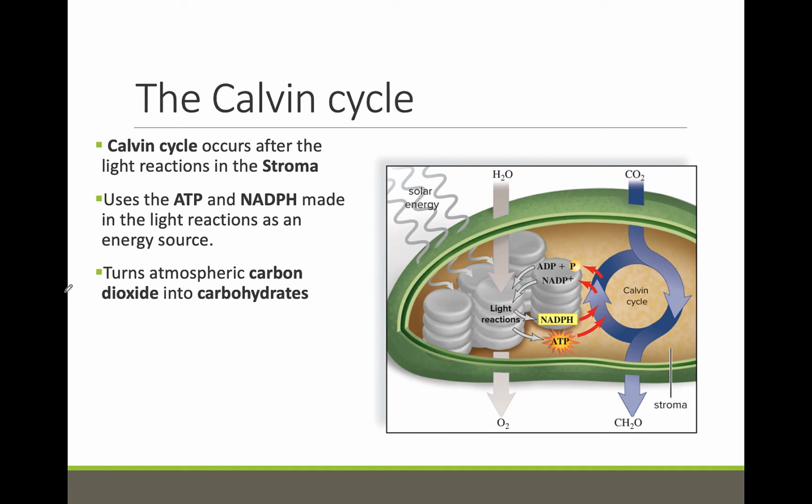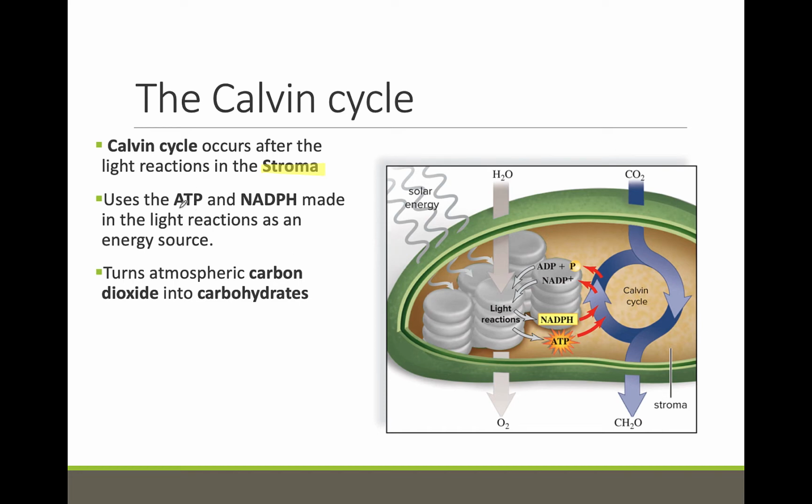The Calvin cycle is the second half of photosynthesis. The Calvin cycle takes place in the stroma. This is the liquid inside the chloroplast, but outside of the thylakoid membrane. The Calvin cycle does not actually require any sunlight. Energy to run the Calvin cycle comes from the light reaction.